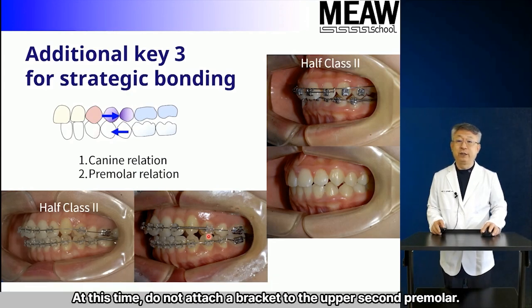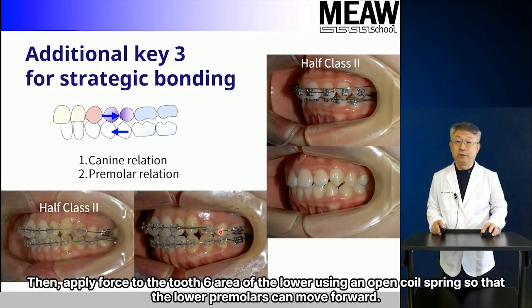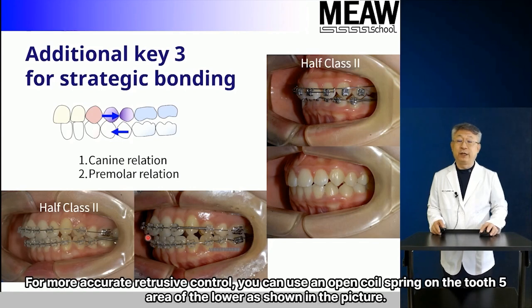At this time, do not attach a bracket to the upper second premolar. Then, apply force to the tooth 6 area of the lower using an open coil spring so that the lower premolars can move forward. For more accurate retrusive control, you can use an open coil spring on the tooth 5 area of the lower as shown in the picture.